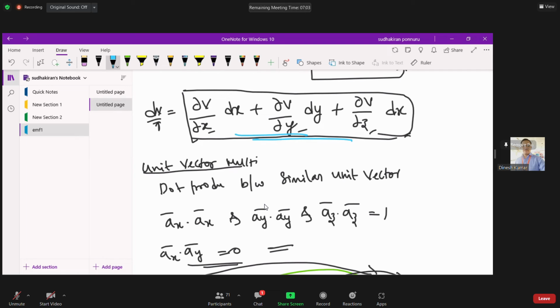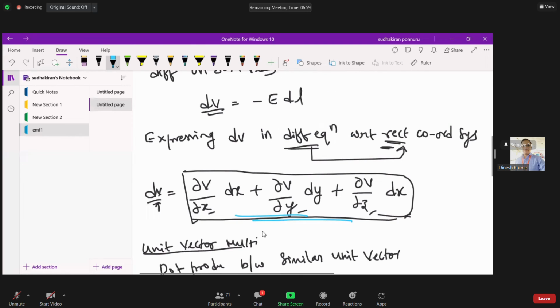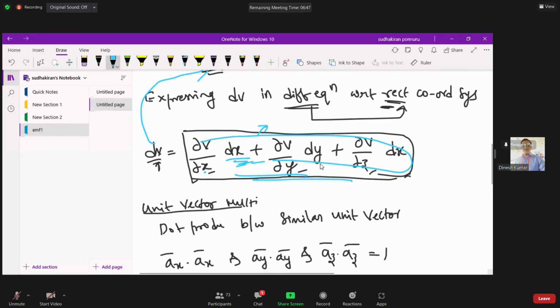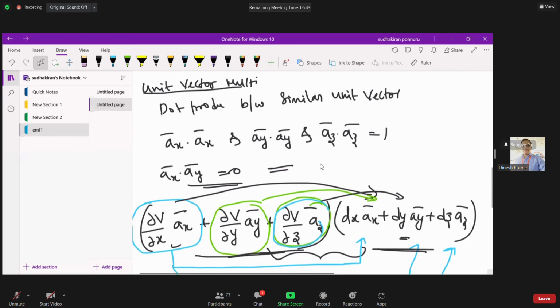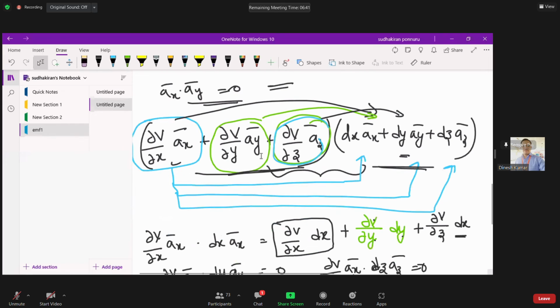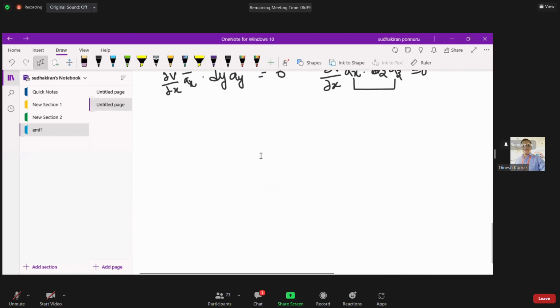Whatever value I have got, that is this value. In place of dv, I am going to write this term, and in place of this term, I am going to write this a multiplied by this term b. See here, I am writing. Earlier, what was the value? dv is equal to minus E dot dl. In place of dv, how have I written it? I have expressed this dv as what?